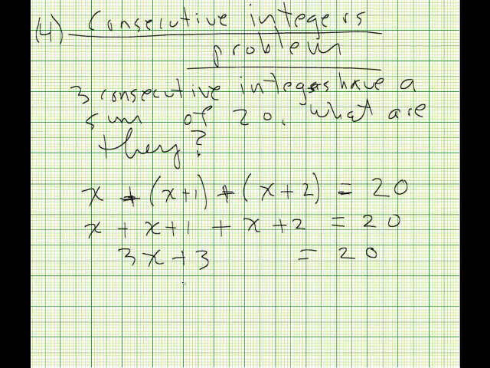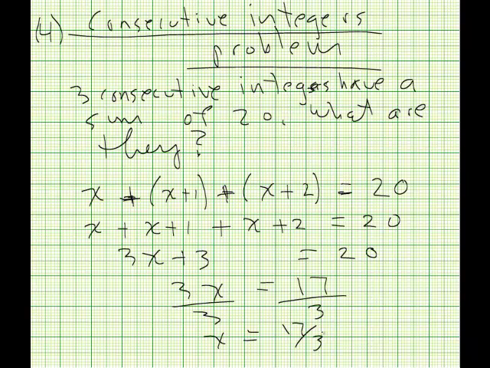Apparently there aren't 3 consecutive integers whose sum is 20, because 3x is equal to 17, and 17 is a prime number. It's not divisible by 3, so x is equal to 17/3. So this particular problem has no solution because I cannot find 3 consecutive integers whose sum is 20.